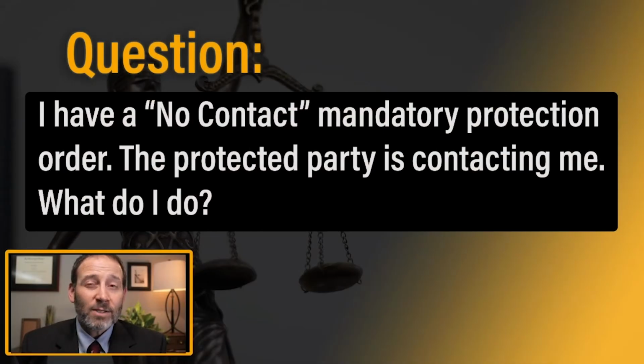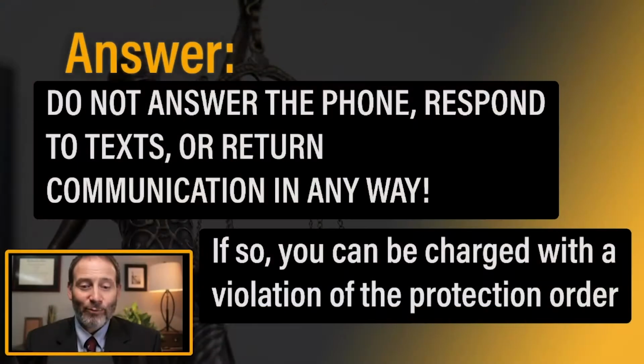I have a no-contact mandatory protection order against me, and the protected party, the one you're not supposed to be having communications with in any way, shape, or form, is contacting you. What should I do? So this is a relatively straightforward answer. So let's get to what I've written down here for us.